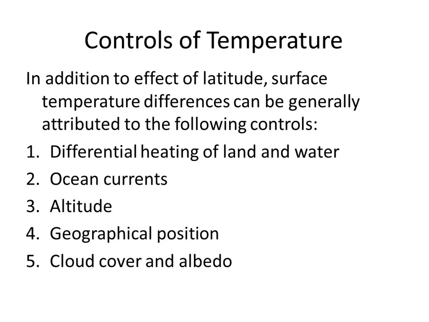Altitude: you climb a mountain, the air gets thinner, and what happens to temperature? It drops, okay? That's altitude, or elevation. Geographical position, we'll talk a little bit about mountains there. And the other one is the effect of cloud cover. We said clouds can have a cooling effect and a warming effect.